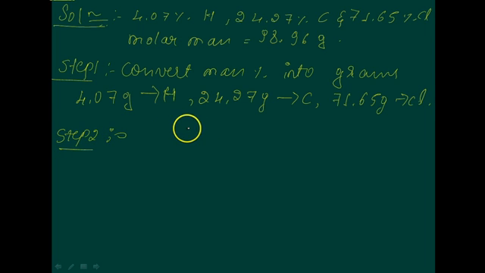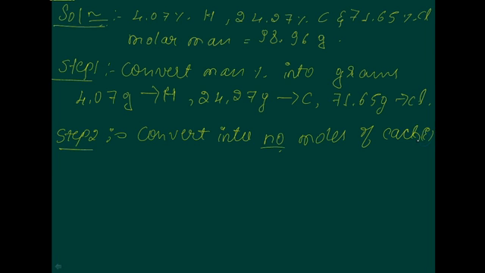Okay, so in step 2, convert into mass, convert into number of moles of each element. In this step, divide the masses obtained above by the respective atomic masses of the various elements. These are the masses, so they should be divided by their atomic masses.